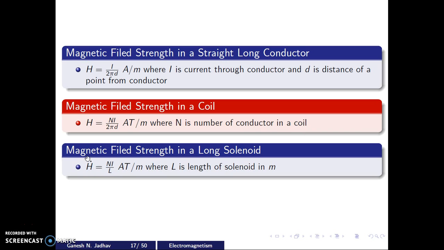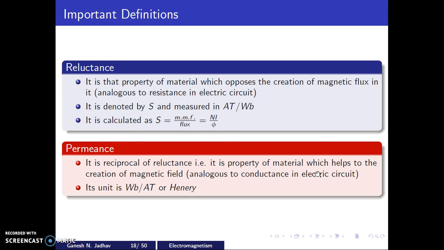How will we calculate the magnetic field strength in a solenoid? To calculate the magnetic field strength in the solenoid, we take it as NI by L. It is a long solenoid, hence 2 pi can be neglected. NI divided by L, so ampere turn per meter is the unit of H, where L is the length of the solenoid in meters.